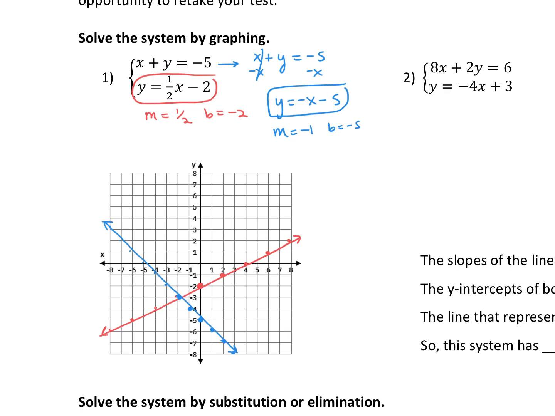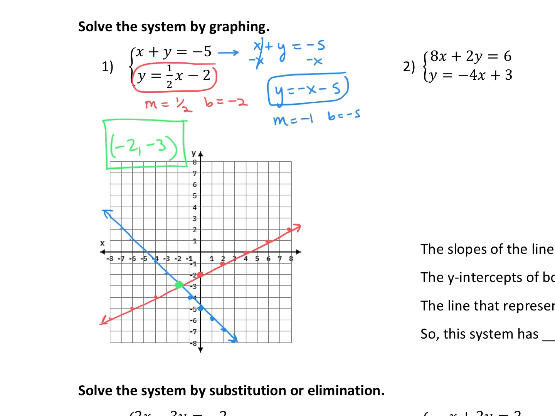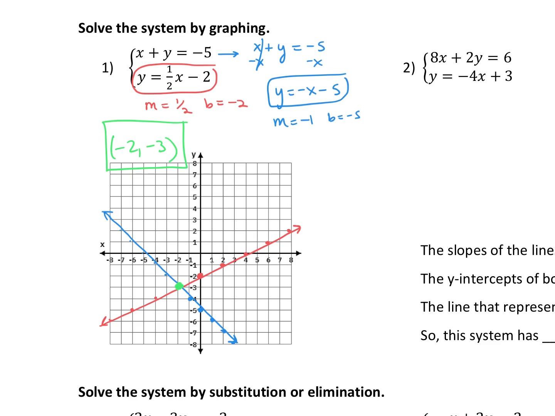And the solution is the point where your two lines cross, which is going to be right there. That ordered pair is negative 2, negative 3. So there's our solution to the system. All right, moving on to number 2.